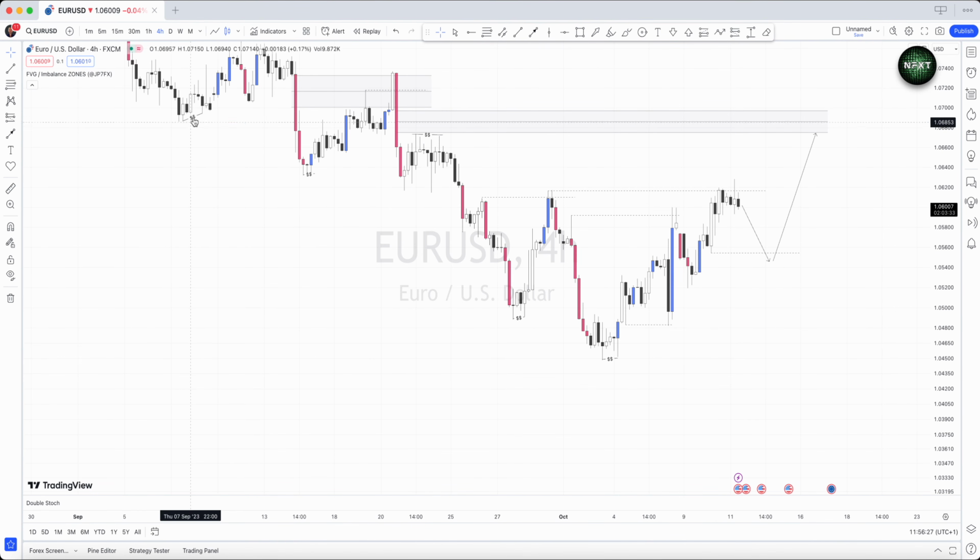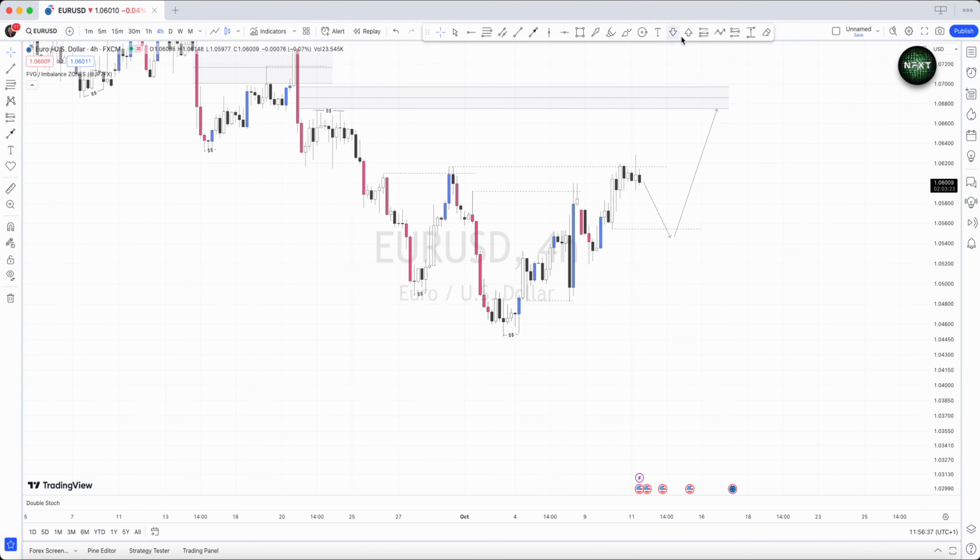That takes out the area of liquidity. Nice drop down. Area of liquidity. Nice drop down. Area of liquidity. So what we're looking for is a powerful drop down again, the continuation to take out the area of liquidity.